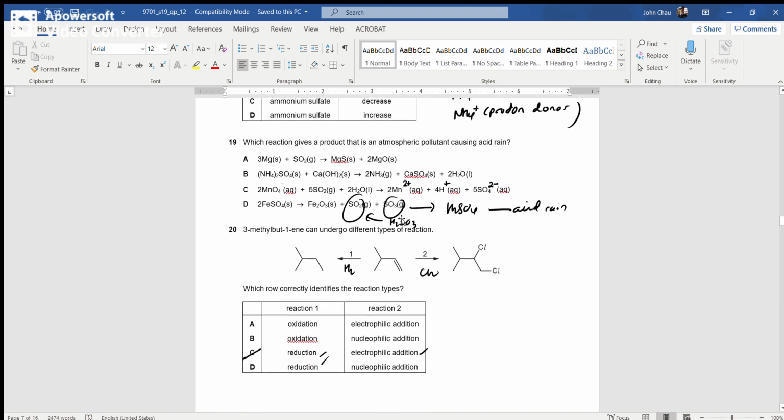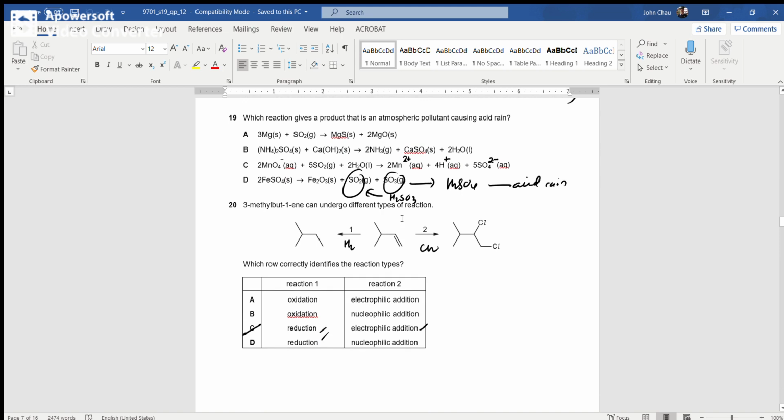20. We should correctly identify the reaction type. From reaction 1, the double bond disappears, meaning hydrogenation takes place, so you need hydrogen gas, which is a reduction process. And in the second reaction, you add Cl2, so there's an electrophilic addition. So reaction 2 will be electrophilic addition.